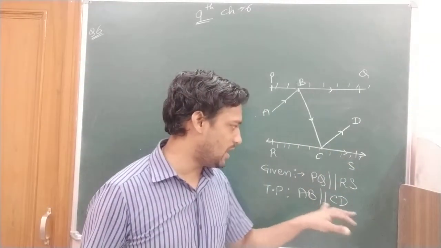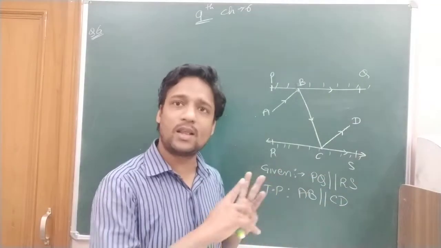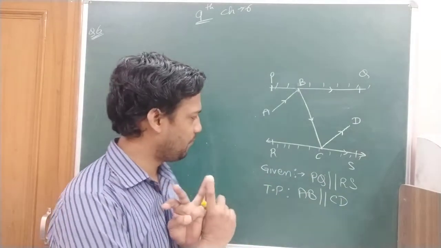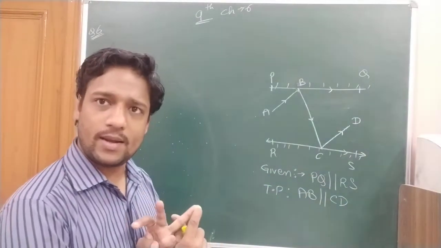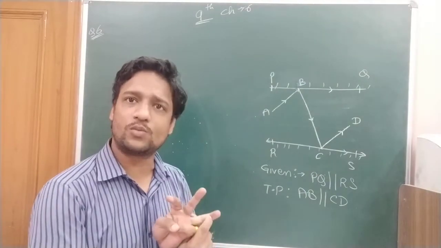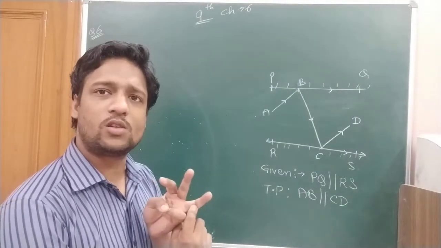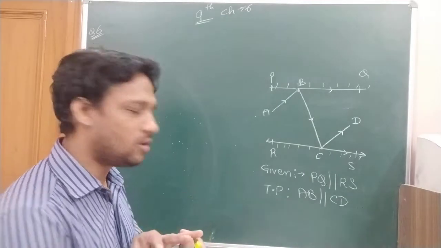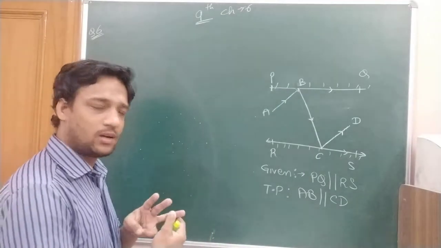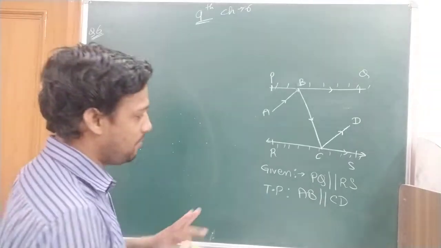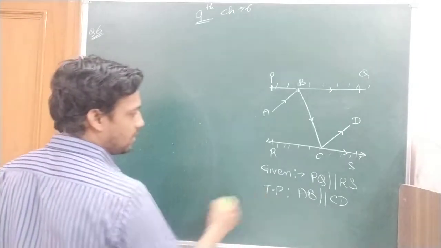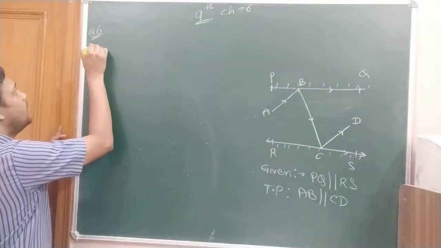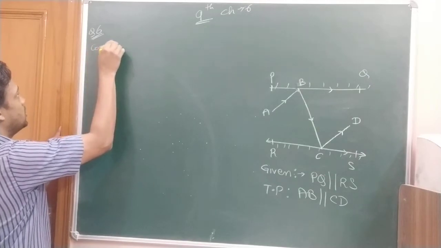How can you prove that the AB line is parallel to CD line? Only three methods are there. Either using the converse of alternate interior angle, the converse of corresponding angle, or the converse of co-interior angle. You can prove using any of them. Now, for proof we have to draw a construction.